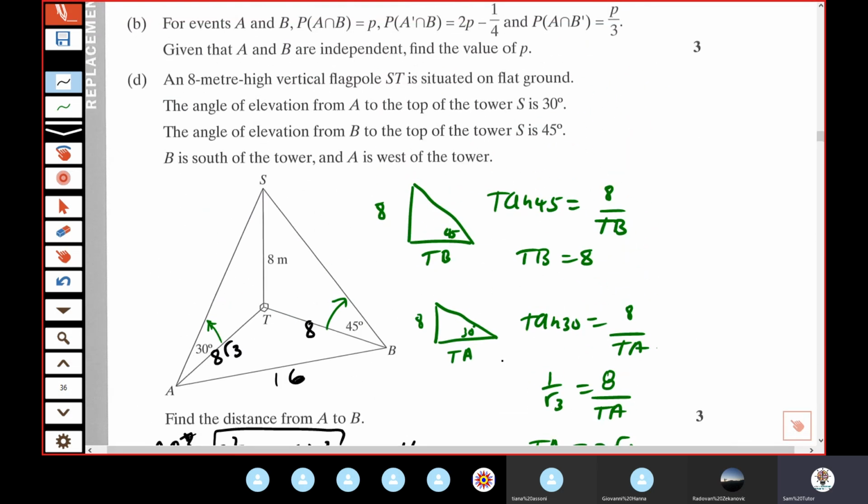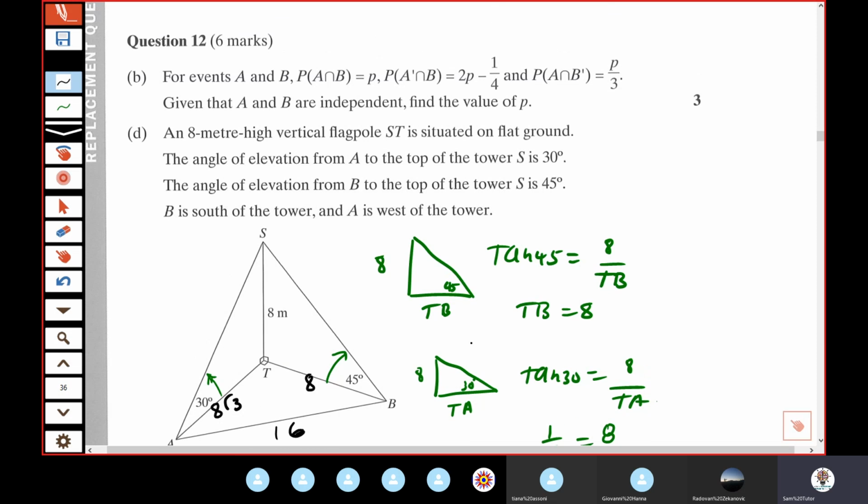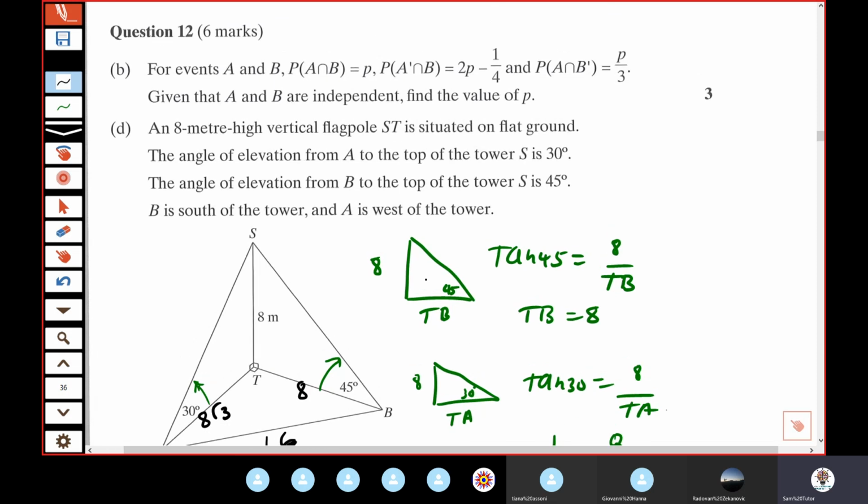Any questions? All right, let's go up. This one here is probably the worst skill I've seen since last year, since the new syllabus. This has probably been the worst skill for Year 11 students. This conditional probability, union sets, intersections, they're just not getting it.